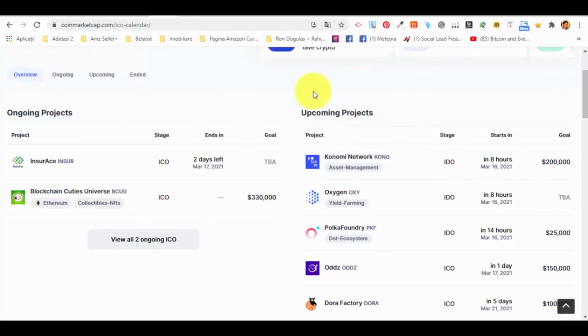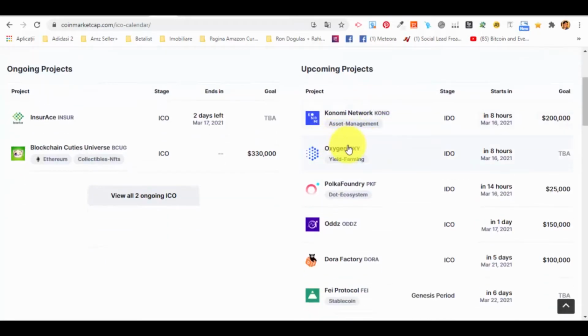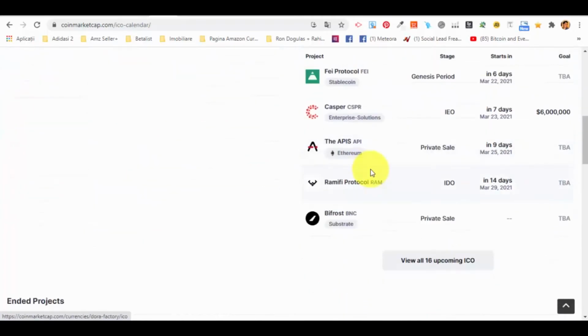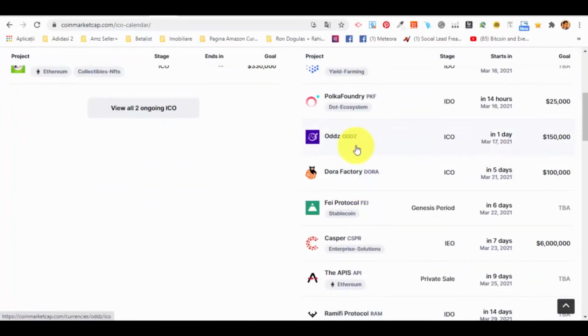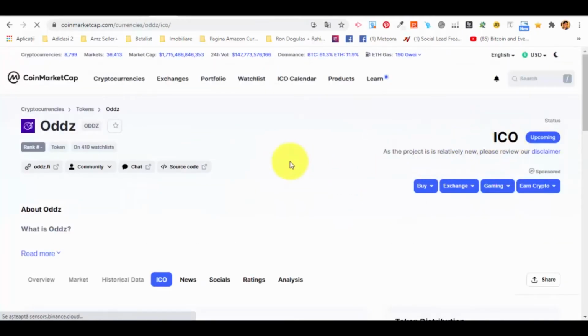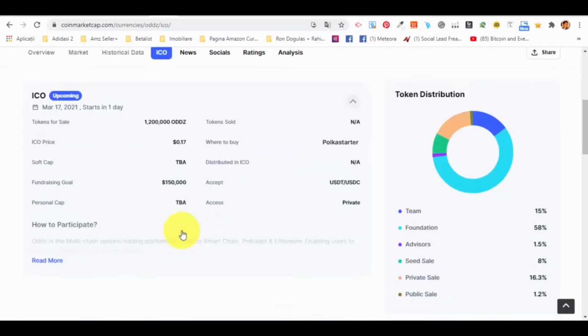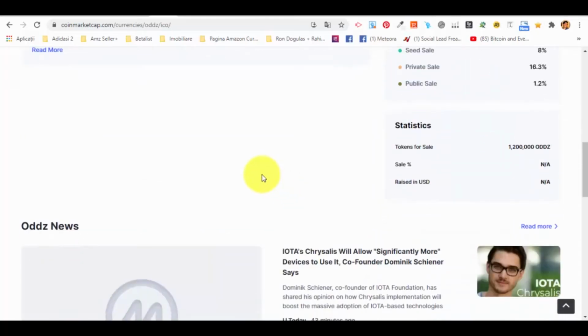And for example, right now you can see the upcoming projects, and there are plenty of them here. What you have to do, for example, is click on one of the projects. This one starts very, very soon. And you can see data about the ICO price, the cap. So this is the soft cap, a minimum amount that they want to get raised. Fundraising goal, they want to raise $150,000. Personal cap, and so on.